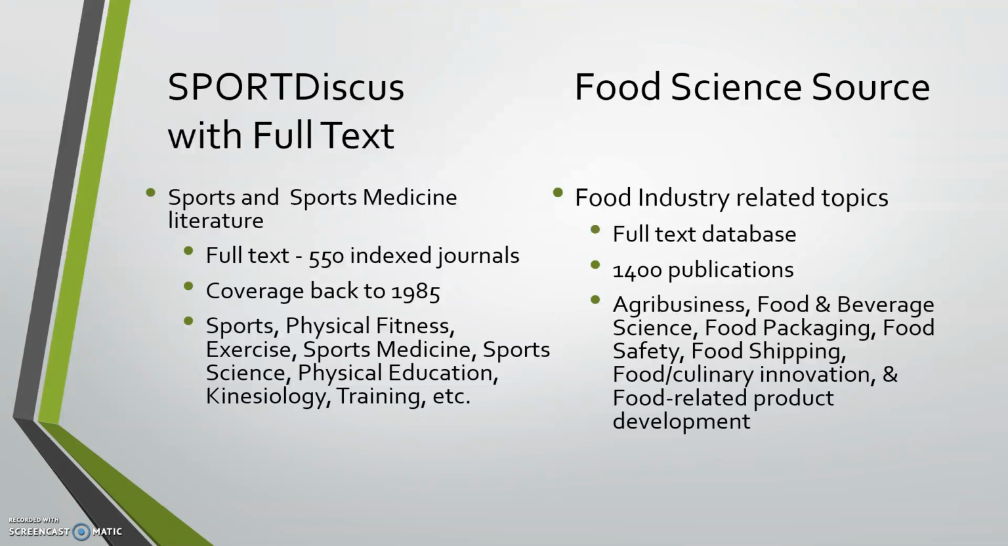The Food Science Source database was created for industry experts and professionals to gather information on the food industry and related topics. This particular database is often used by food science and packaging students for research and would work well for you all to gather resources about the products in your consumer product analyses. It contains the full text of 1,400 publications ranging from magazines to market reports to peer-reviewed journals. Its relevant topics include agribusiness, food and beverage science, food packaging, food safety, food shipping, food and culinary innovation, and food-related product development.